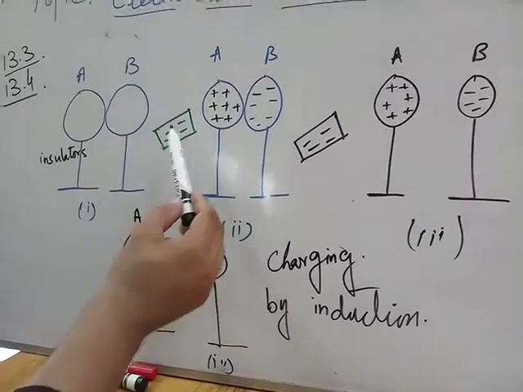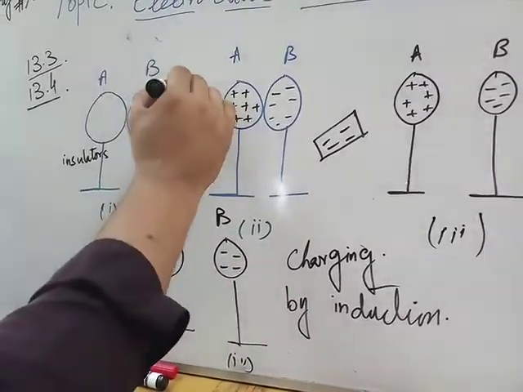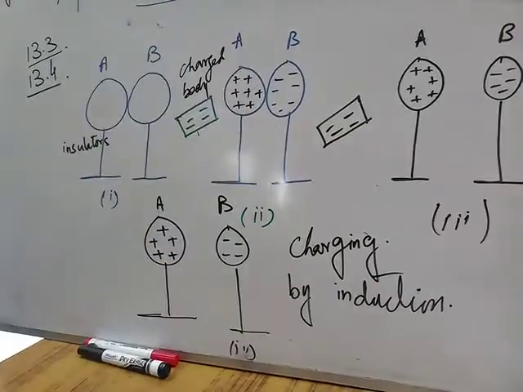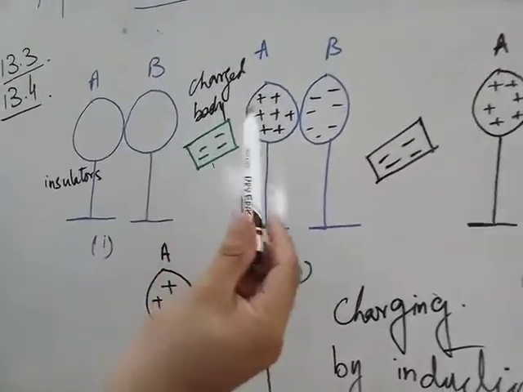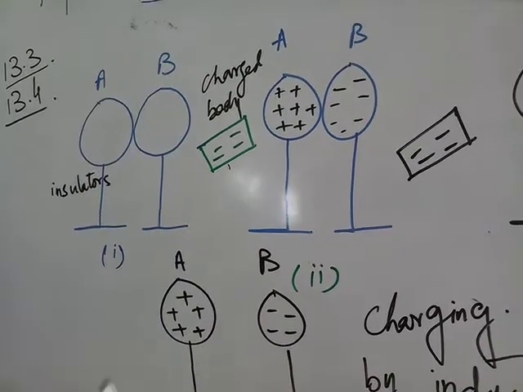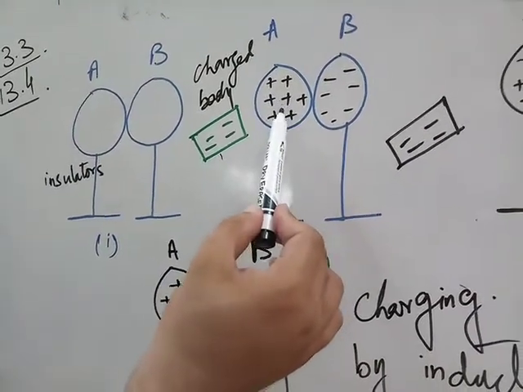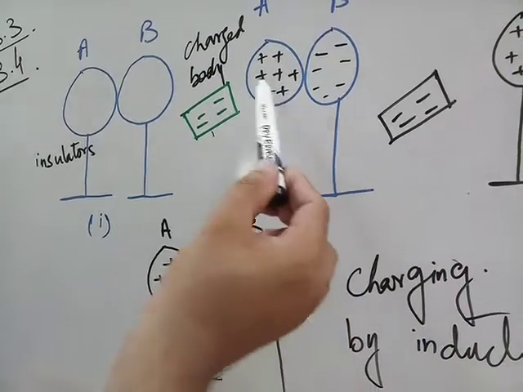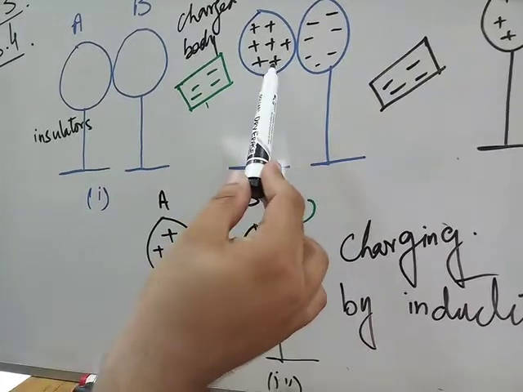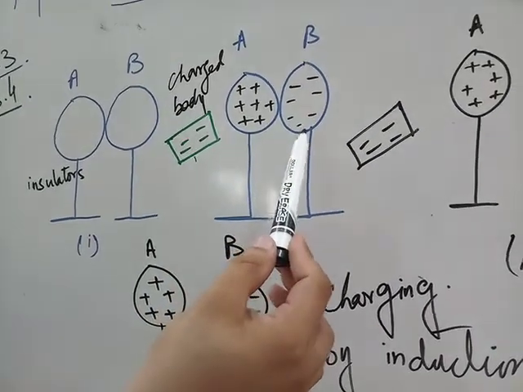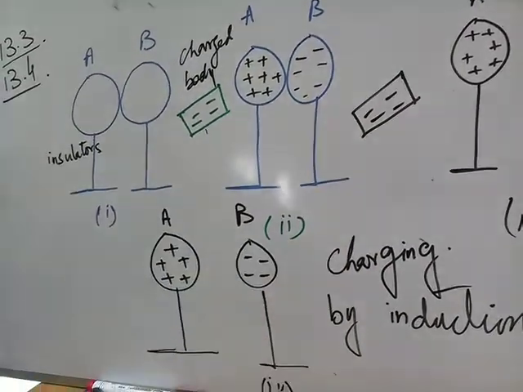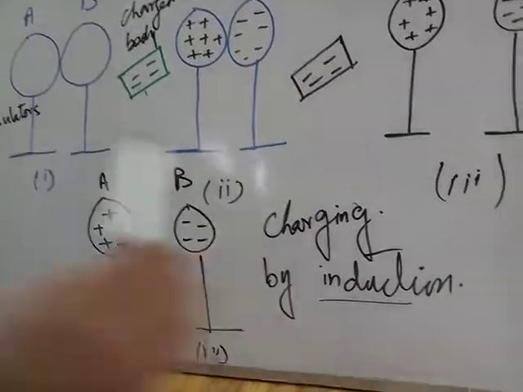Whenever a charged body, let's say we consider this rod as a charged body, is brought close to a conductor, which is placed on an insulator, the near end of the conductor develops an unlike charge and the far end of the conductor develops a like charge. This separation of charges is called electrostatic induction.